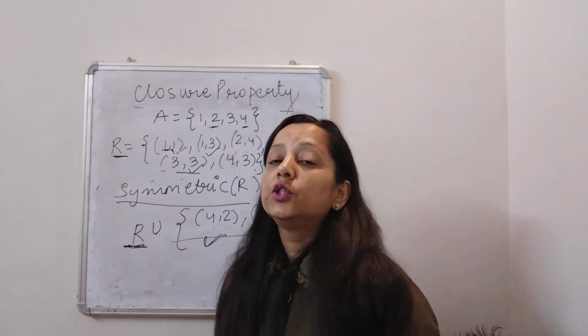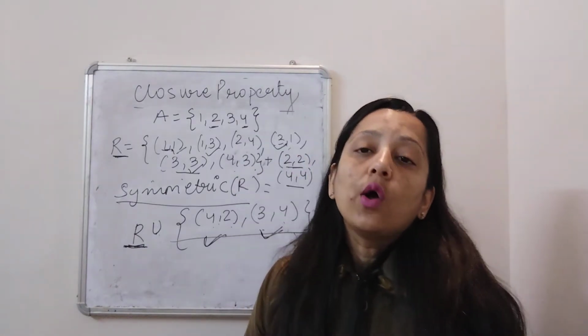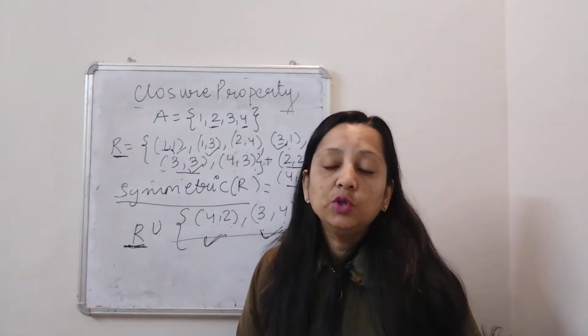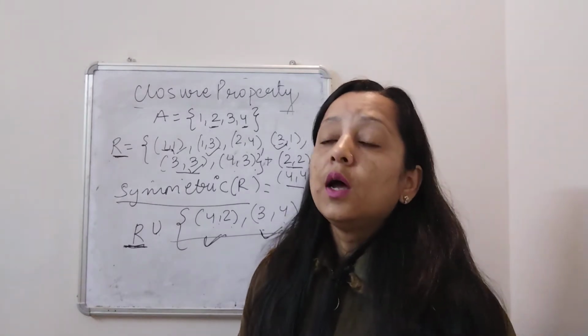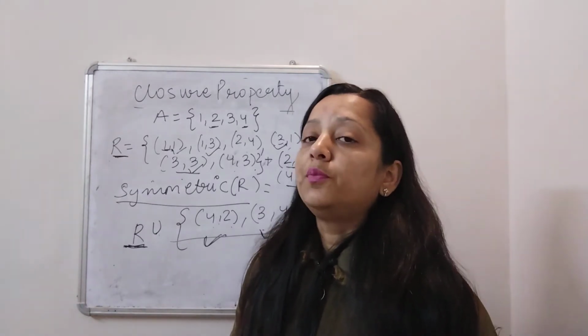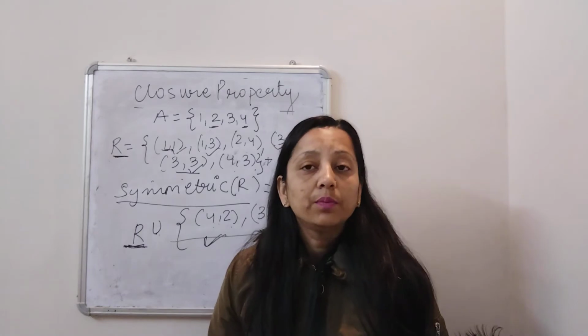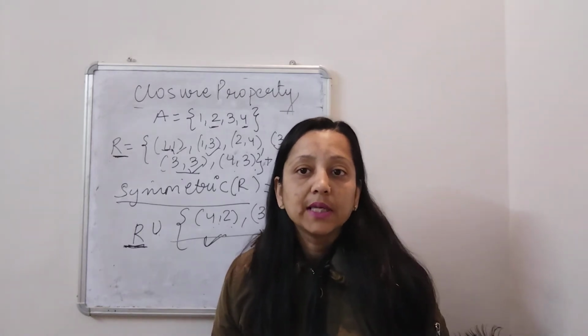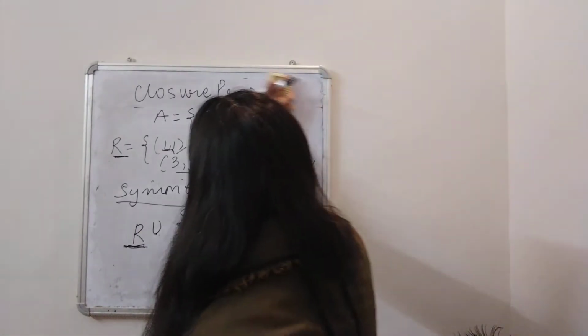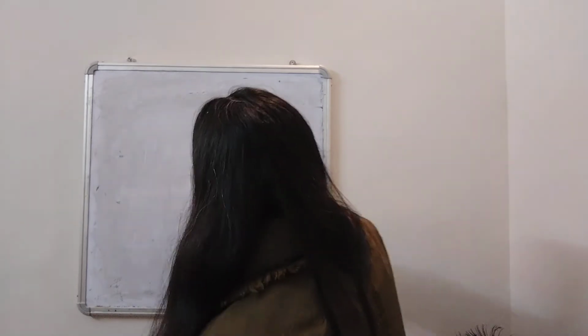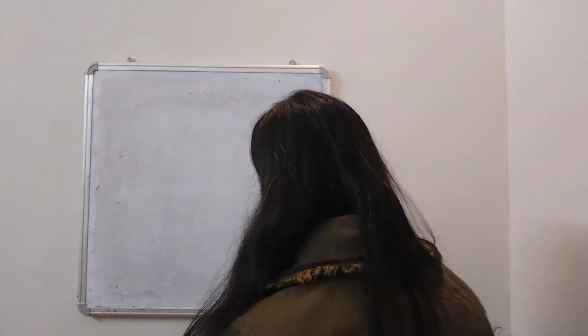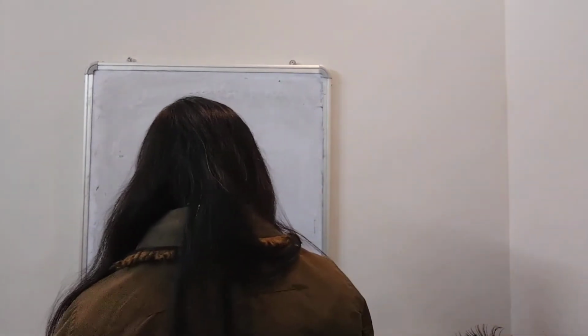So this is the definition of closure property: to an already existing relationship set you add the minimum number of required elements to achieve that property. That is known as the closure property of that relationship set. Now moving on, we will see partitions.